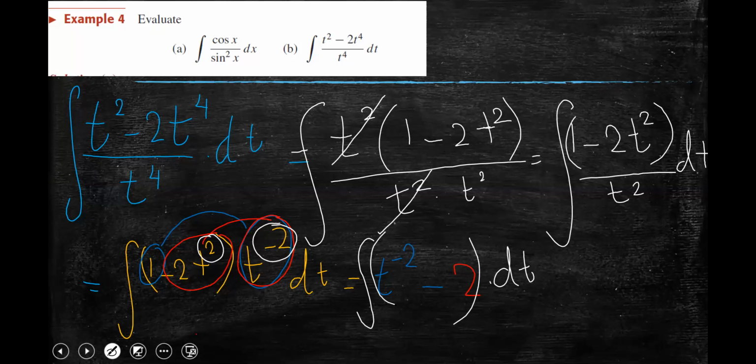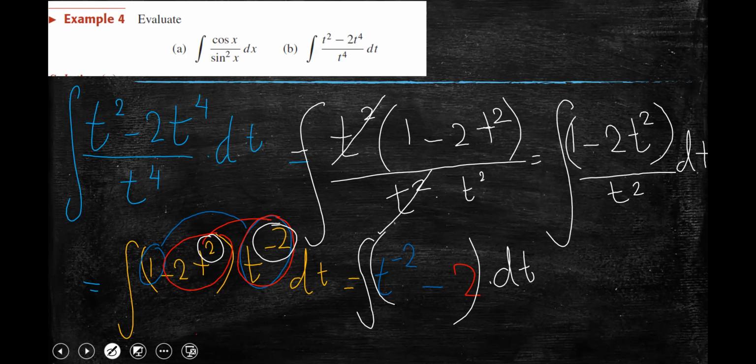After that, now if you look at it, I can integrate it. So I convert t squared minus 2t to the power 4 over t to the power 4 into t to the power negative 2 minus 2. All of these steps are just to keep it as an expression that can be integrated.